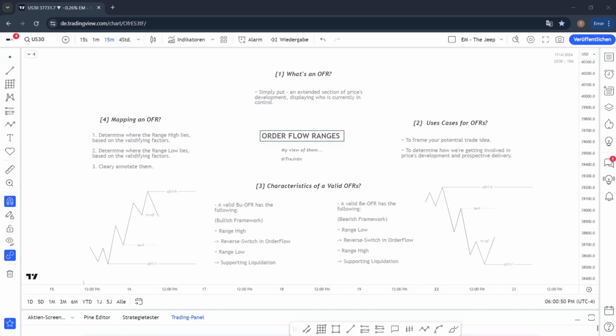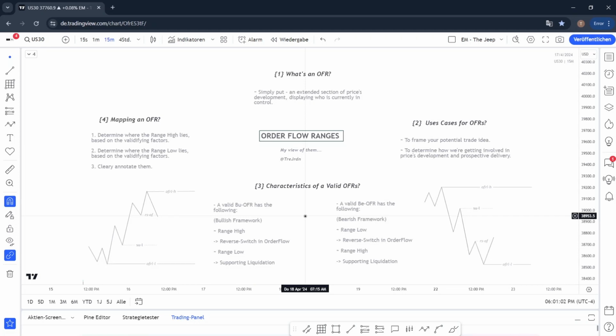So, the one concept that is more or less foundational to my actual trading, or my trading methodology, so to speak, are the flow ranges. This is my view of them. So, to start out, what's an OFR? What's an order flow range?